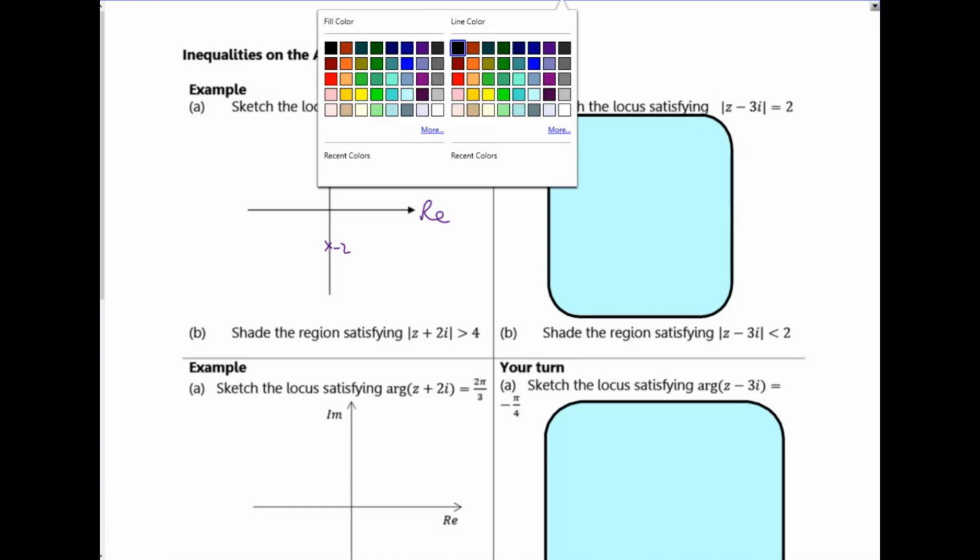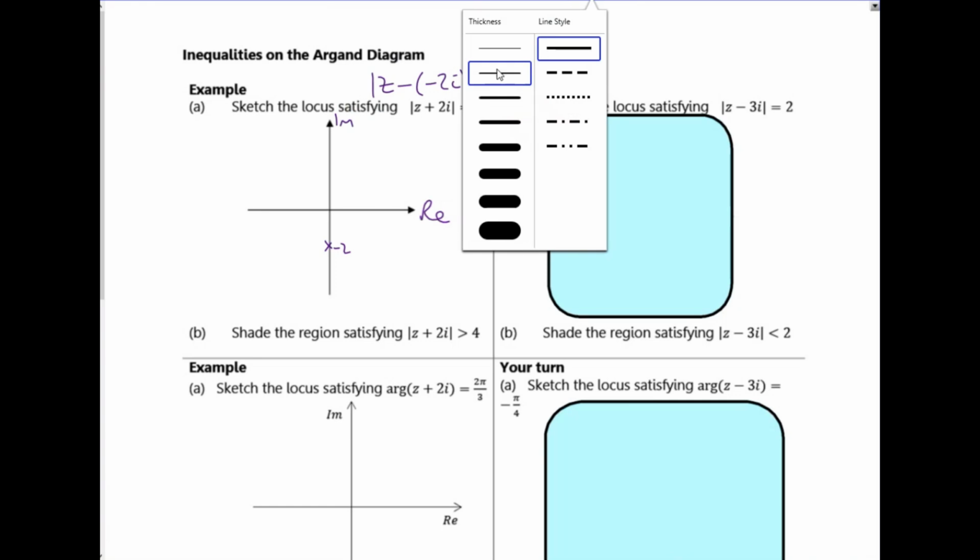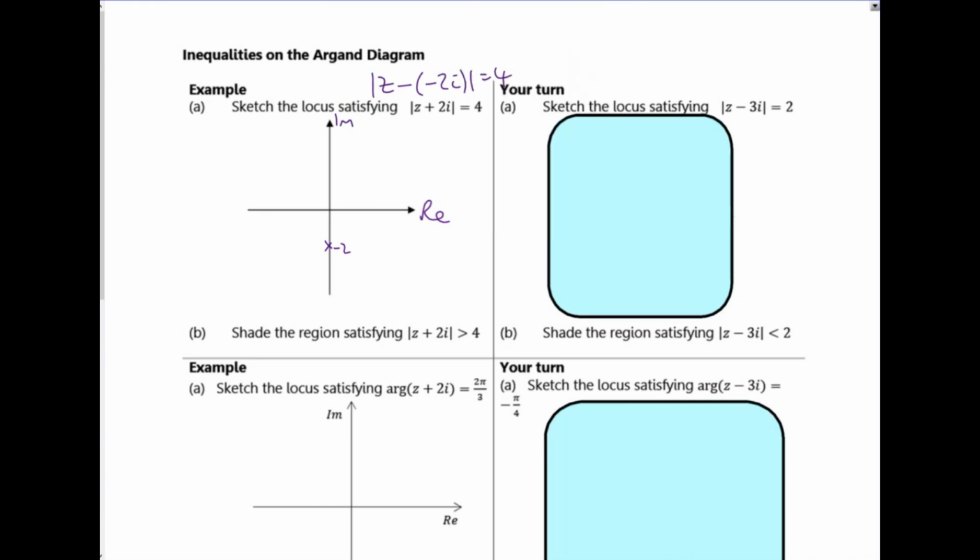And looking ahead to my inequality, I've got a strictly greater than inequality, so I am going to use a dotted line this time for this one. It's a circle centered on minus 2i. Dotted lines, something like that. We're going to label up on the imaginary axis where this crosses just because it's easy to do so. So my scale's a bit off, but it crosses at 2 and minus 6.